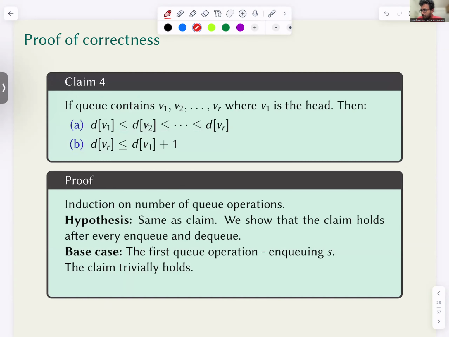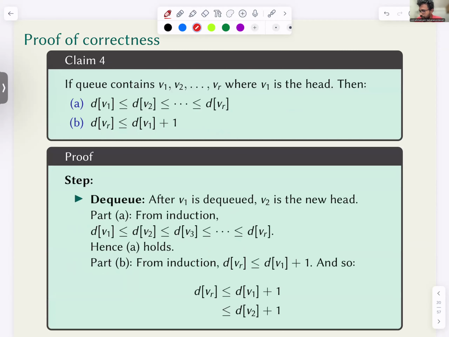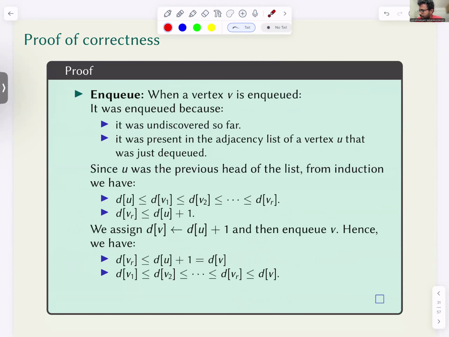Again, it's induction. When you enqueue S initially, this is trivially true. Whenever you dequeue, suppose you have all these vertices. When you dequeue V1, clearly for the rest of the vertices in the queue, it holds. And dVr is at most dV1 plus 1. But then dV1 plus 1 is at most dV2 plus 1, because dV1 is less than or equal to dV2. Dequeuing is actually easier to see because the queue is only getting smaller.